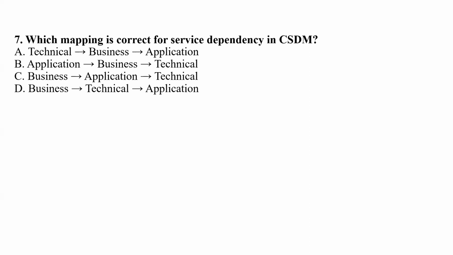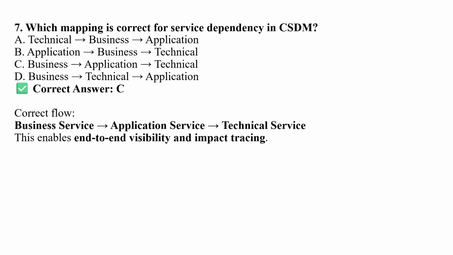Next question. Which mapping is correct for service dependency in CSDM? Option A, technical to business to application. Option B, application to business to technical. Option C, business to application to technical. So the correct answer is option C, business to application to technical. This is the core CSDM dependency flow.